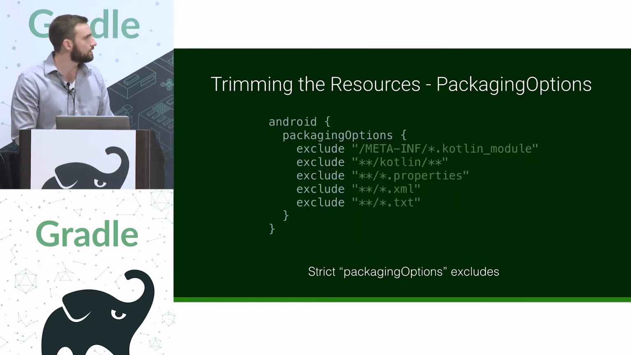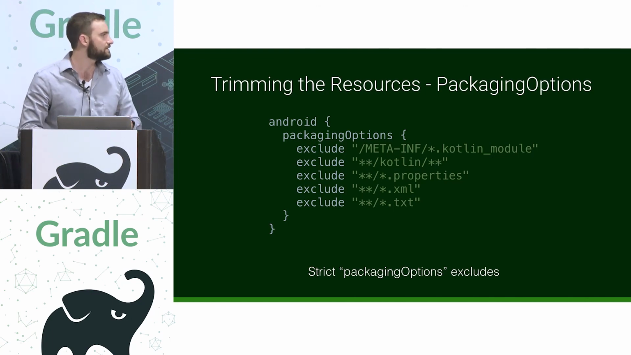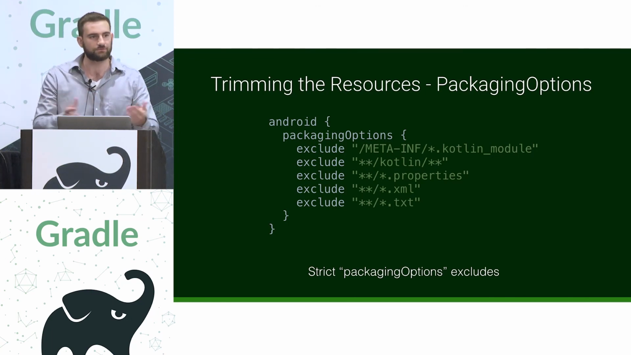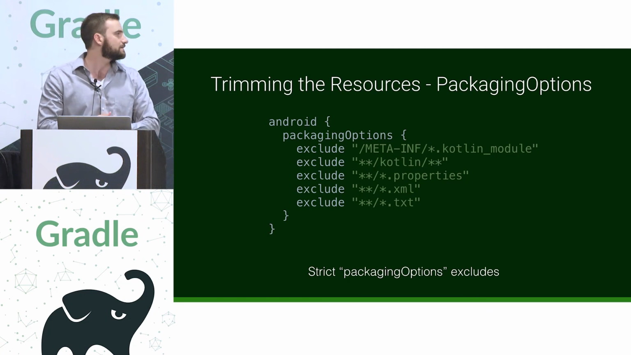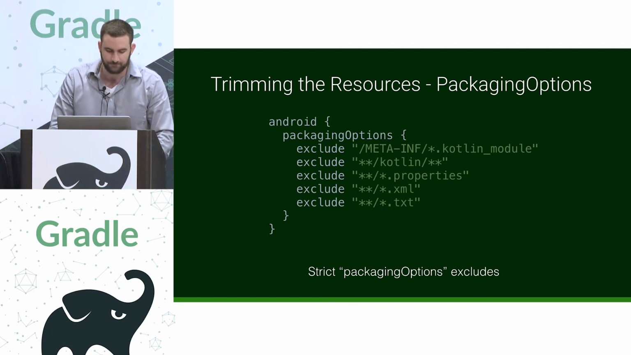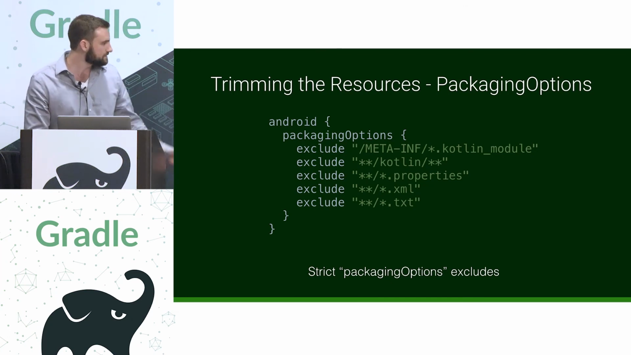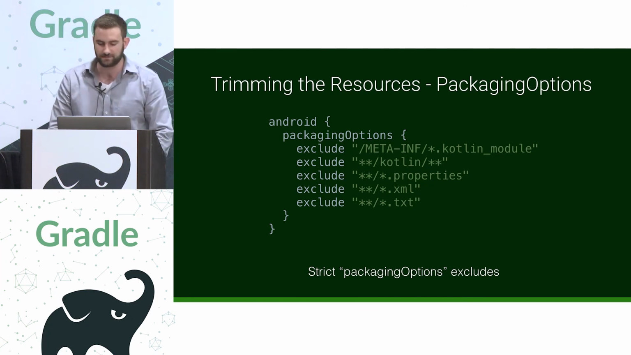So here's an example where I'm going through and filtering out anything from the Kotlin module, anything from the Kotlin folder, and then instead of manually specifying exclude for every single property file and manually specifying everything for XML and text, we just go ahead and use regex to strip all this stuff out. This only saved us like 15 kilobytes, maybe an over optimization, but in my point of view, I think that anything in there that we didn't put in there or agree to put in there, I just think it would be nice to pull it out. So this is what I consider very strict packaging options.